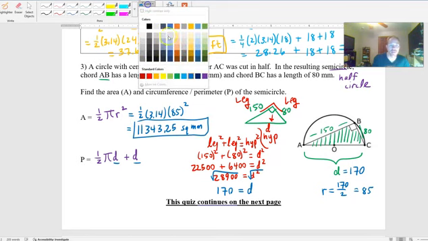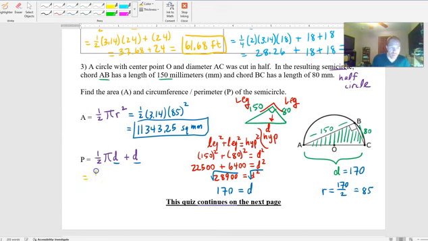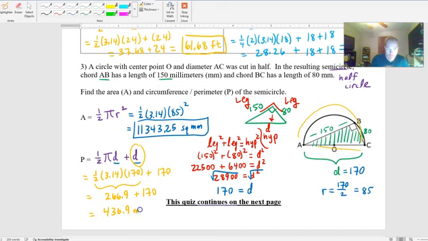Perimeter, I guess I'll switch up the colors here. Half of pi, we'll do 3.14, but now we got the diameter is 170, and then remember that you do half the circumference, but then you got an exposed diameter that you got to account for. That's what this plus D is. So that's plus another 170. And I already punched this in. My calculator tells me this first part is 266.9, and then we're adding 170 to that. So we got 436.9 as our perimeter. That would be just regular millimeters.